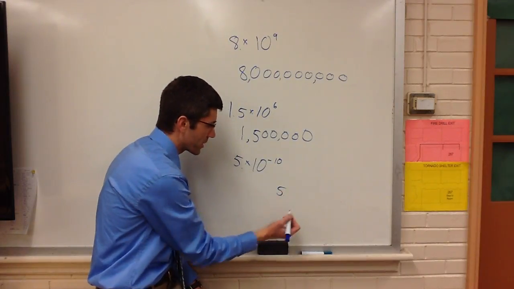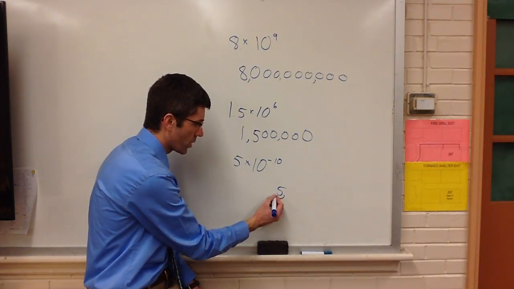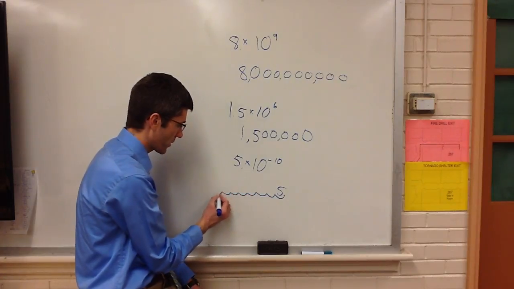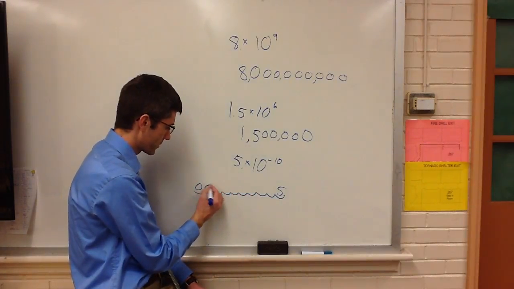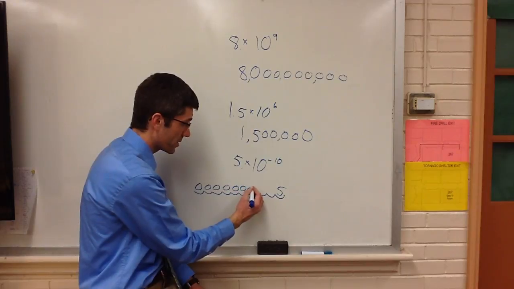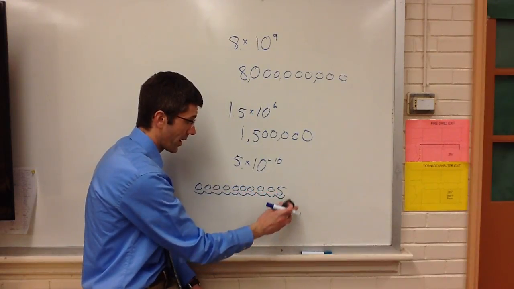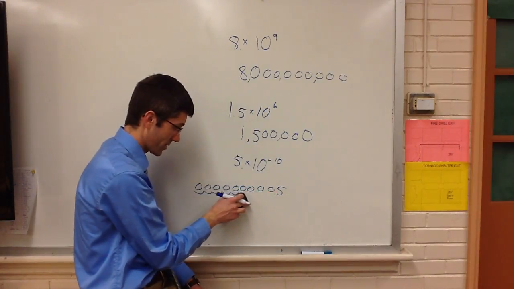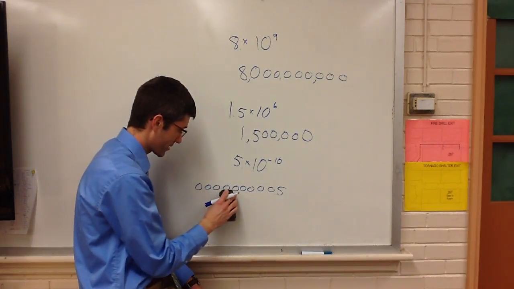So 5, there's my decimal. We're going to move it 10 places this way. 1, 2, 3, 4, 5, 6, 7, 8, 9, 10. I'm not going to put commas in this, but I am going to tell you what it is. This is crazy. Check this out. This is cool.